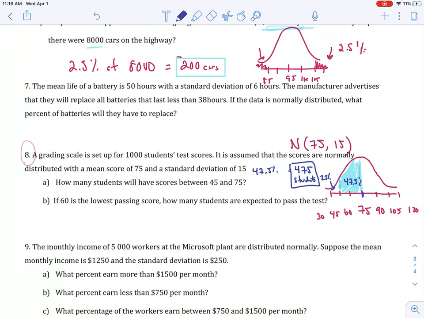If 60 is the lowest passing score, how many students are expected to pass the test? I'm going to draw another little curve over here. It was 75, and this is 60. 60 is 1 standard deviation below the mean. All of these students are going to pass the test.